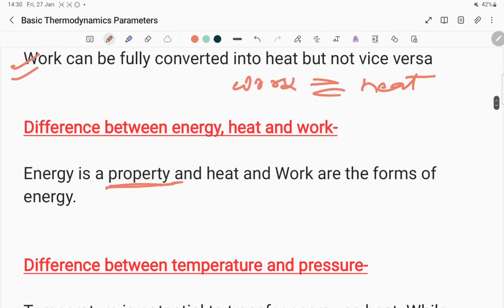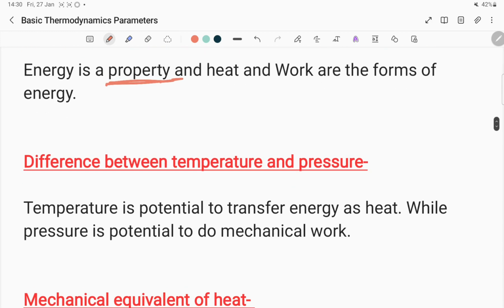So, now the basic definition of temperature and pressure. What is the difference between temperature and pressure? So temperature is the potential to transfer energy as heat, while pressure is the potential to do mechanical work.